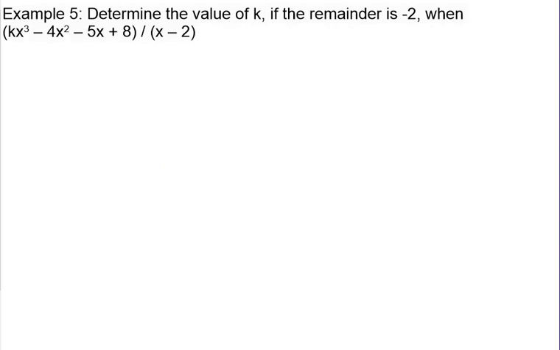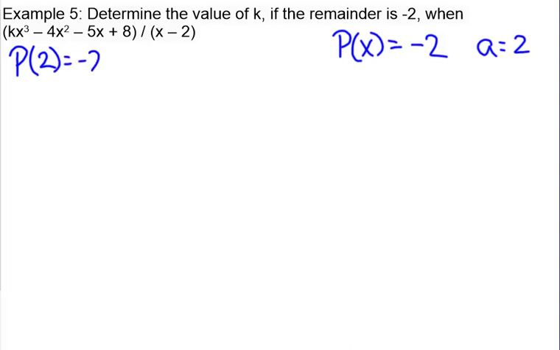Example 5, determine the value of k if the remainder is -2 when that function is divided by x subtract 2. Well, in this case, it's saying the remainder, so that's our p of x, that is -2. So when we figure out our remainder, we have a -2 left. We know our a is equal to 2. So p of 2 is equal to -2. We'll use that idea to use our equation. So we were always saying p of x is equal to whatever our function was with our a filled in.